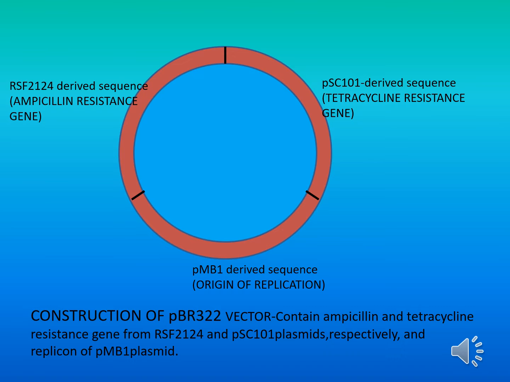In the construction of the pBR322 vector, we have taken sequences from three natural plasmids: the ampicillin resistant gene from plasmid RSF2124, the tetracycline resistant gene from pSC101 plasmid, and the replicon. The replicon contains the origin of replication and all its control elements. This replicon is taken from natural plasmid pMB1. In this way, the pBR322 vector is constructed in the laboratory.